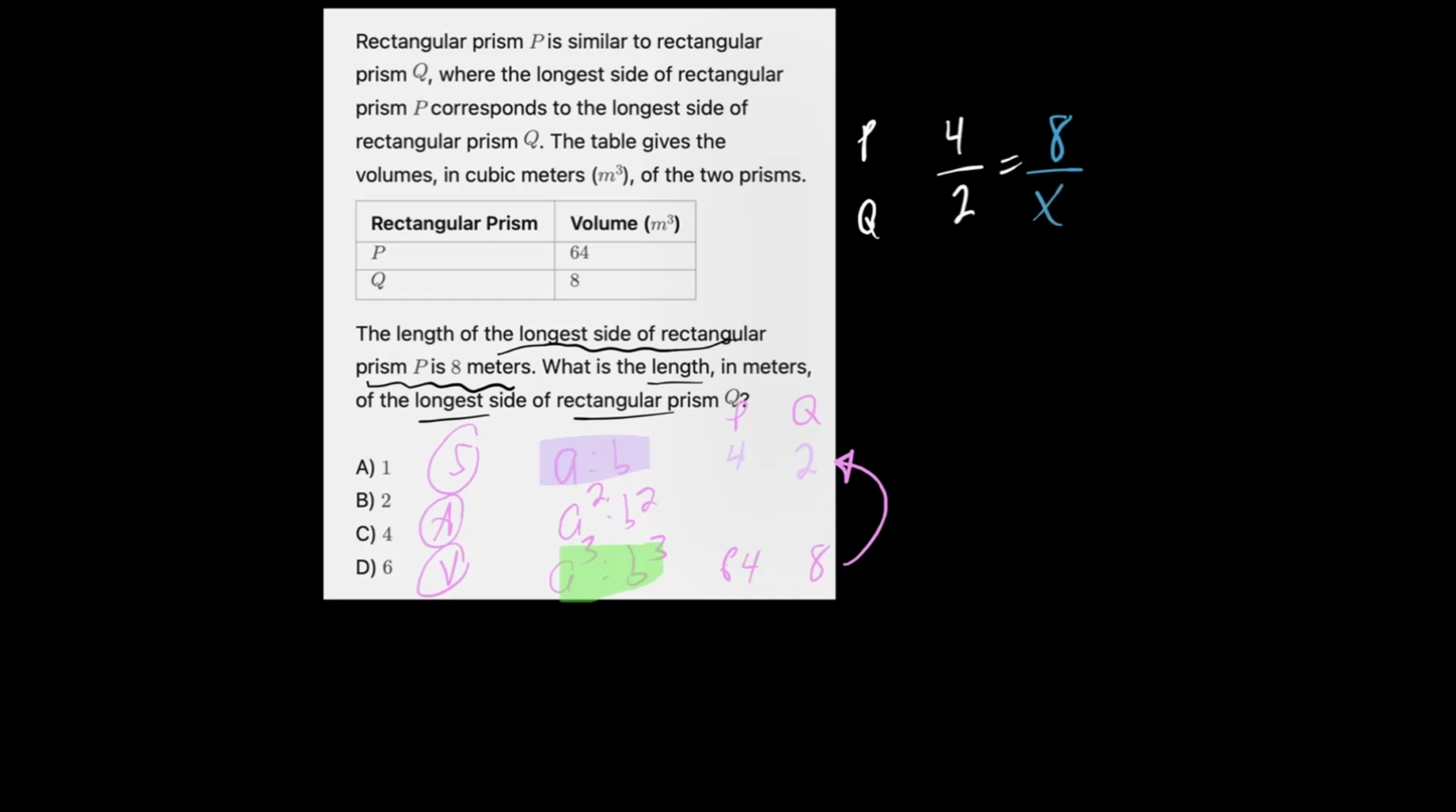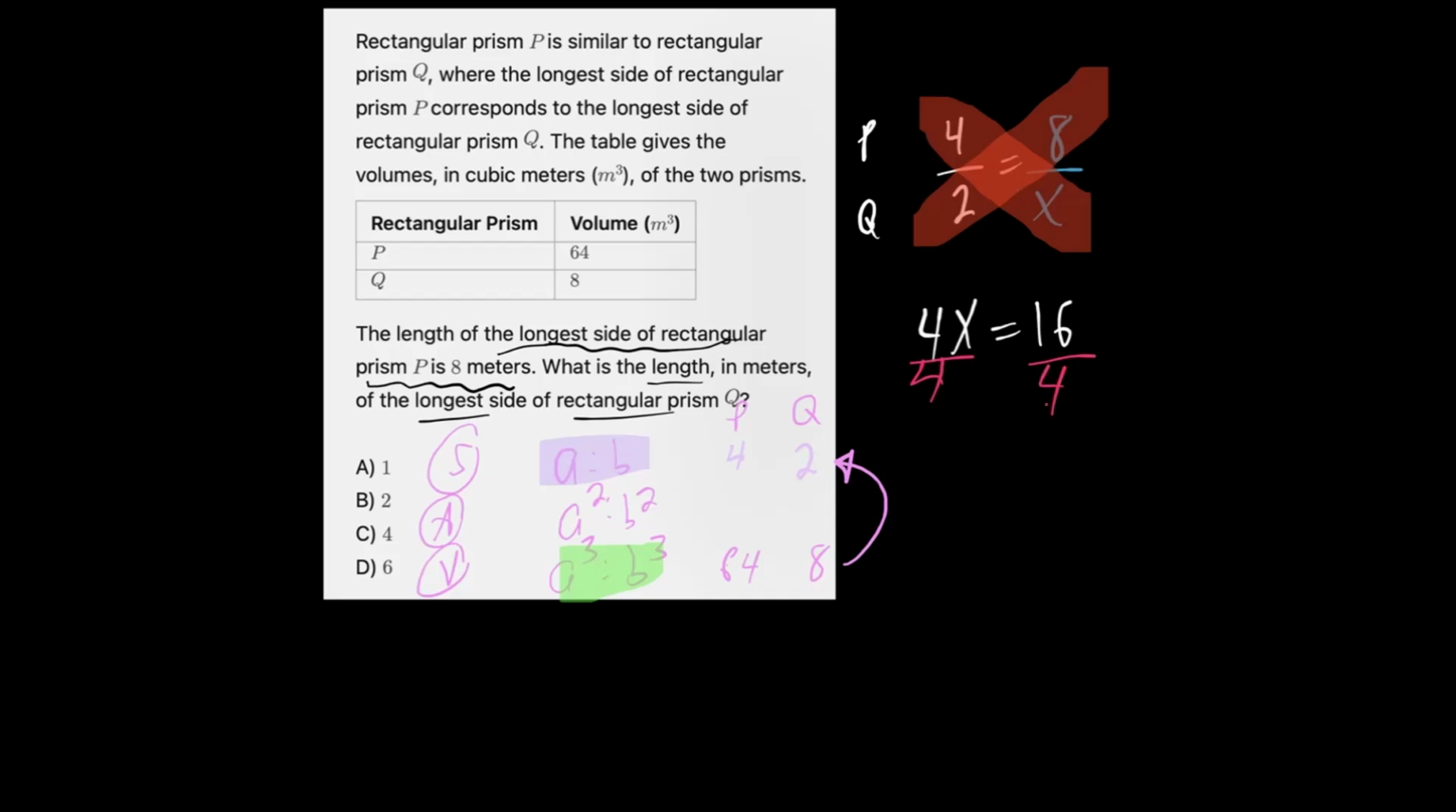We'll call that X. Now we're in a place where we can just cross multiply. 4 times x equals 2 times 8. And let's go ahead and write that out. 4x equals 16. And now we can just divide both sides by 4. And we'll have x equals 4, which is answer choice C.